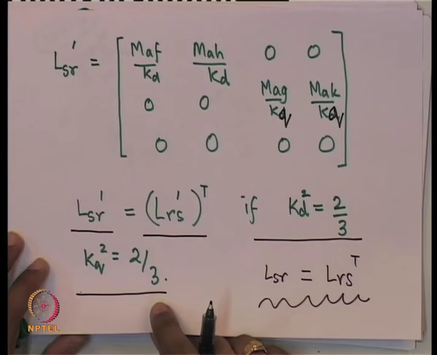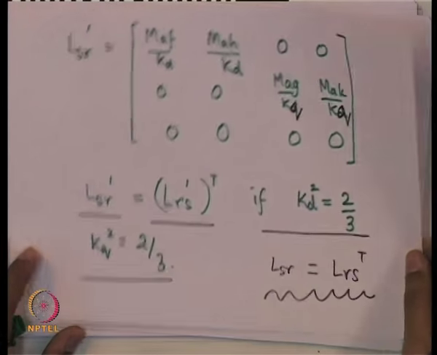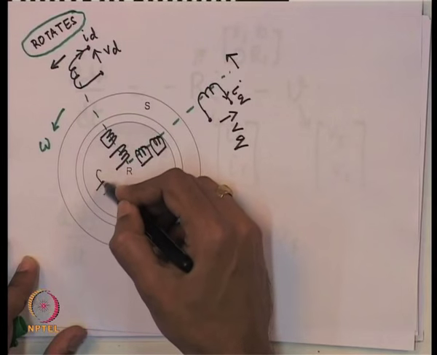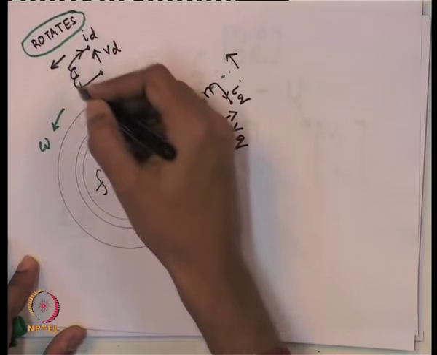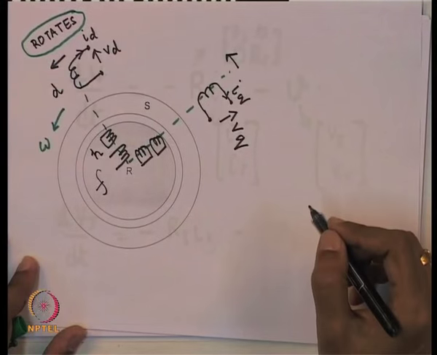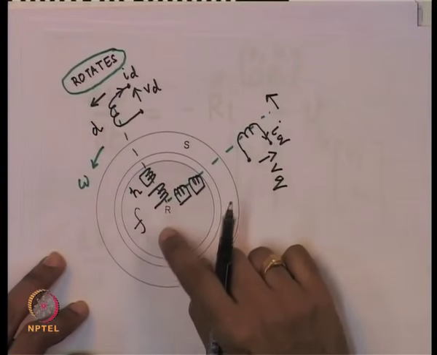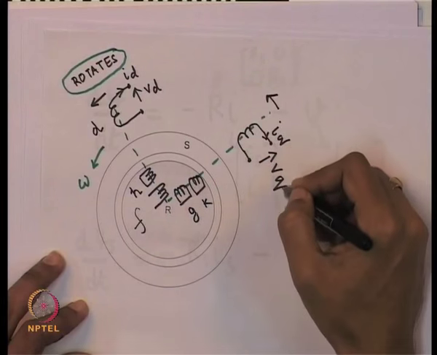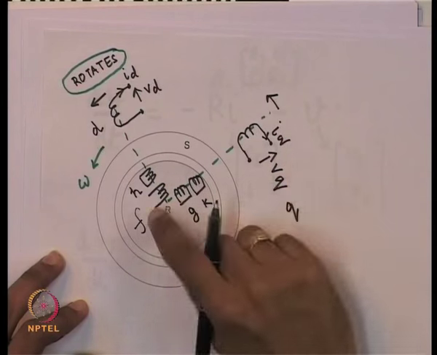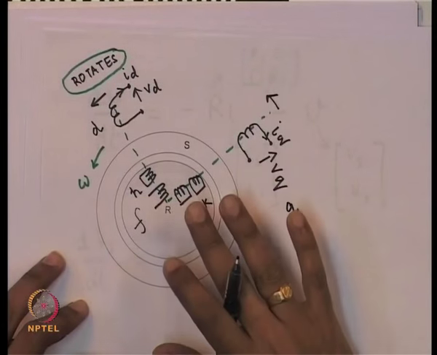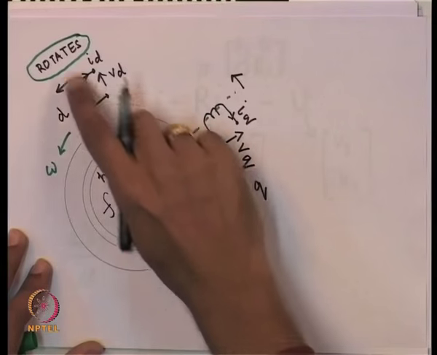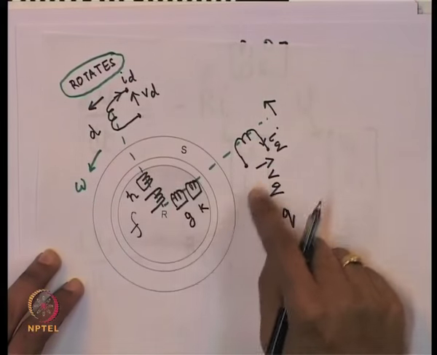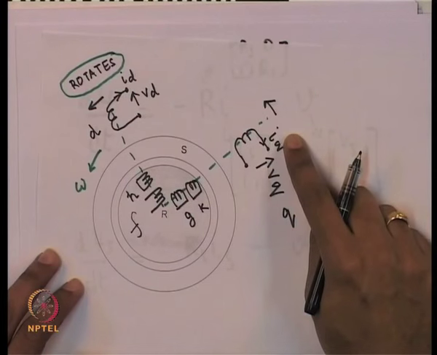Now, what you see here is a complete decoupling between what are known as the d axis coils. What are the d axis coils? F, H and the stator coil which is transformed into the dq frame. So, the D axis will have F, H and D, and the Q axis will have G, K and Q. The basic thing which comes out is that the fluxes in the coils on the D axis, including this fictitious coil, which we will call the D axis coil, are not dependent on the Q axis currents.